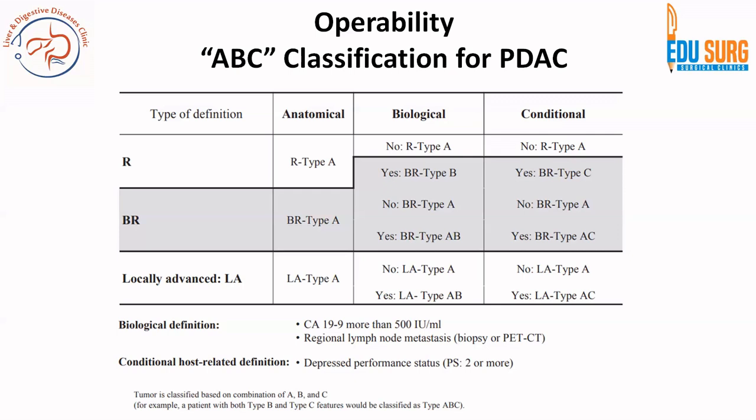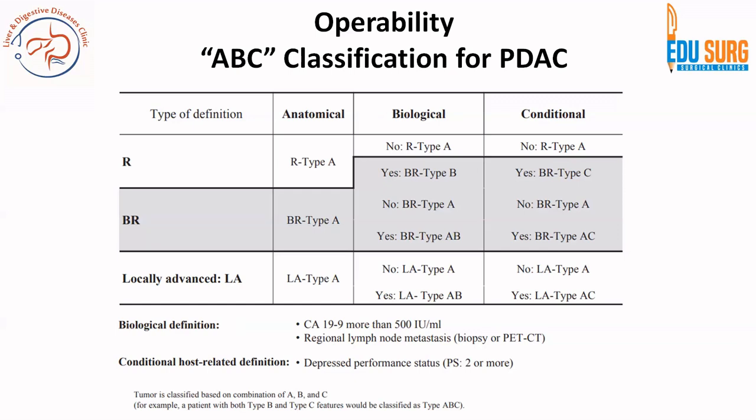If biology is bad, it is type B or AB in borderline resectable, or LA type AB if the biology is bad. Coming to conditional, type C is where the performance status is poor, and these patients usually cannot undergo surgery. If the patient has type B and C features as well as some features of type A, that patient will be type ABC, right? So that is how you can classify the tumor based on this classification.